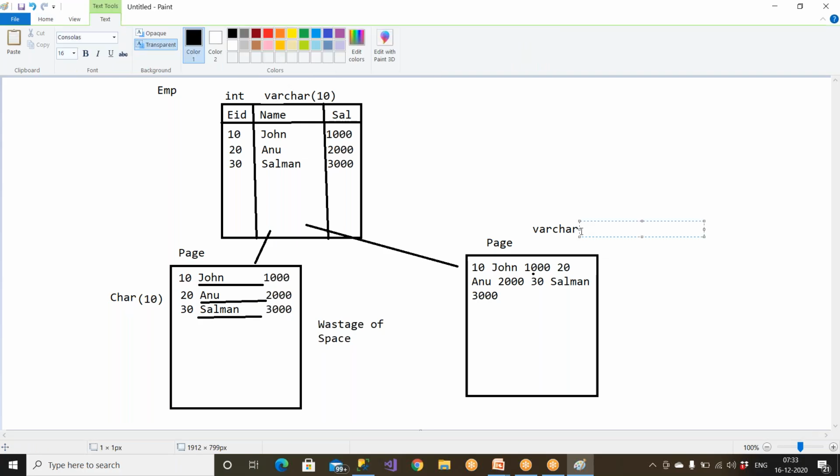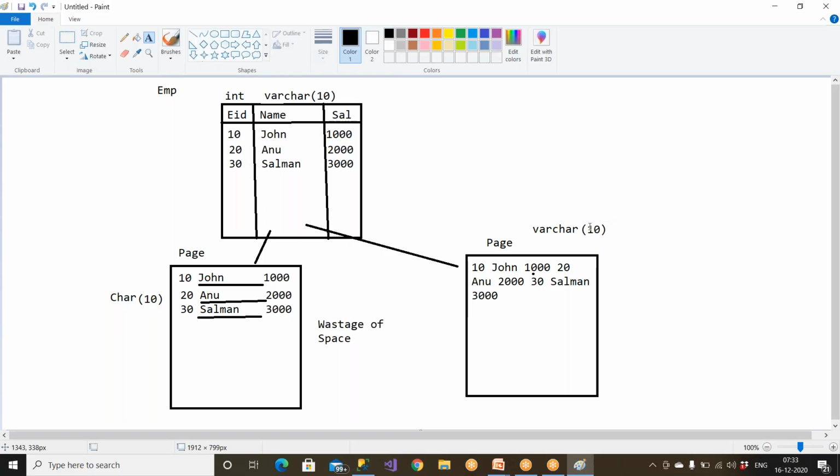So clear. So where char 10 means what? Same thing. Maximum you can store up to 10 characters and the minimum is one character. But here, when you're storing 4 letters, the remaining six spaces are not left in this, but in case of this, it is left. That's what I'm telling you.